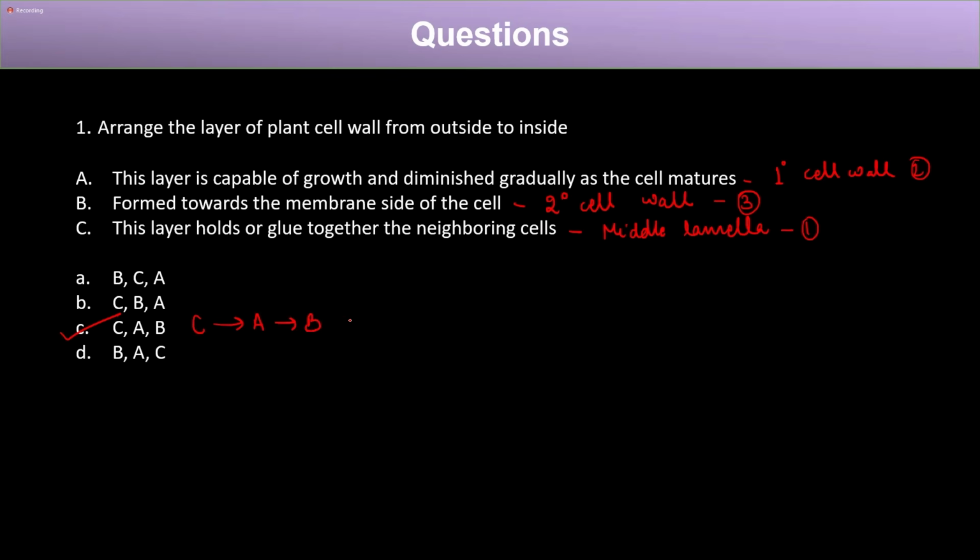Now we have studied the cell wall. Let's move to the next topic, that is the endomembrane system. What is an endomembrane system? As its name suggests, endo means inside, and membrane, that it is surrounded by a membrane or an envelope. So what comprises the endomembrane system?